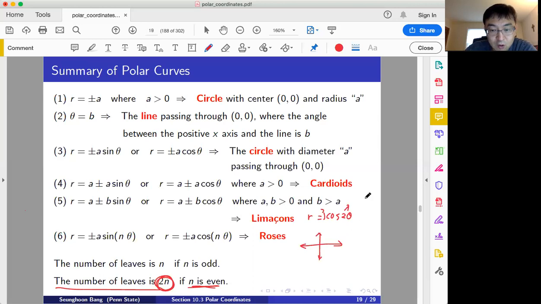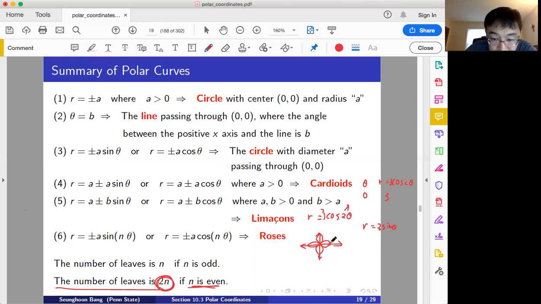Here, you can plug theta equal to 0. What is r equals 3 cosine 2 theta? You plug 0 into theta. Cosine 2 times 0 is cosine of 0. Cosine of 0 is 1. 1 times 3 is 3. Angle 0, starting point is 3 here. So the graph is like this. That's it. This is the idea.